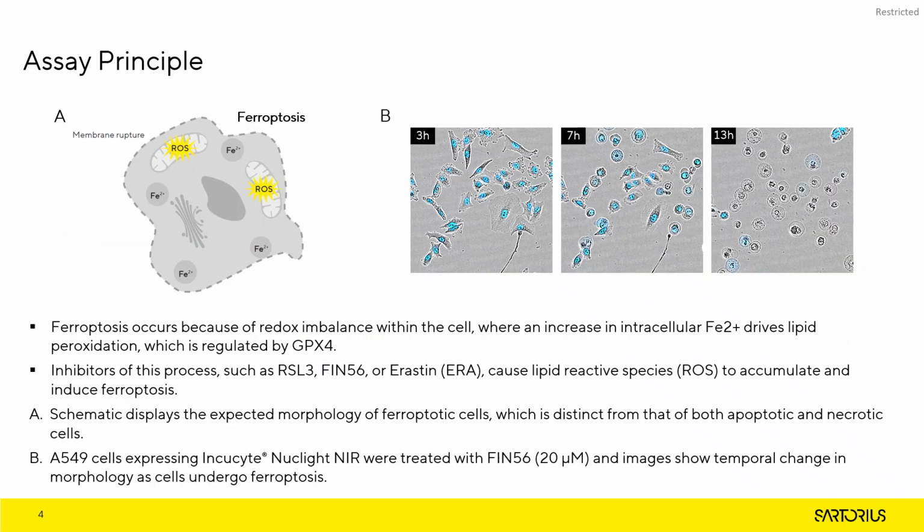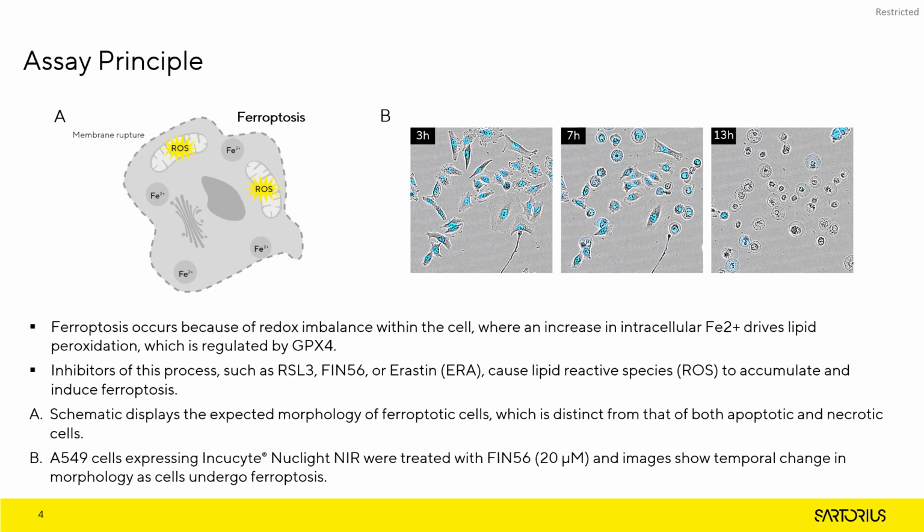If we look at the assay principle here, ferroptosis occurs because of a redox imbalance within the cell. There's an increase in intracellular iron, and this drives lipid peroxidation, which is regulated by GPX4. Inhibitors of this process, such as RSL3, FIM56, or Erastin, cause lipid reactive species to accumulate, and this then induces ferroptosis. We've got an example schematic on the left here, which shows the expected morphology of ferroptotic cells, and this is distinct from that of both apoptotic and necrotic cells.